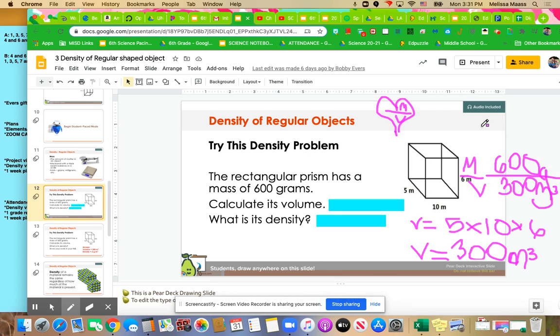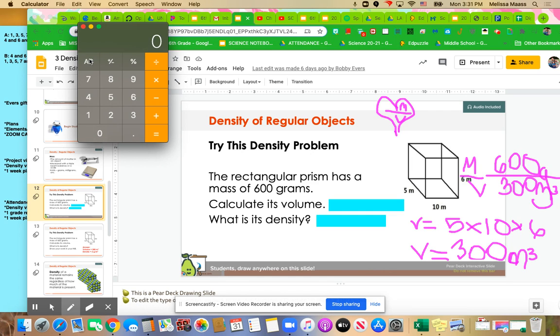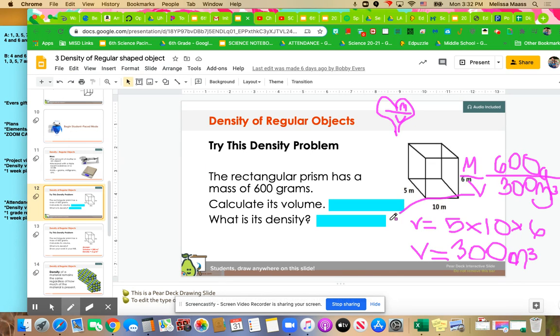We're going to go ahead and plug it in here, and what we need to do now is divide. In order to do that, we're going to plug it in, so our mass is on top, 600 divided by 300, and that's going to be 2 is our answer, okay? But it's not just 2. I'm going to draw a line and show you we're going to plug in our answer here. So it's going to be 2. And now we need to take our grams and our cubic meters and put grams per cubic meters.